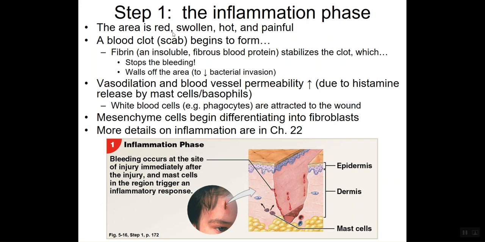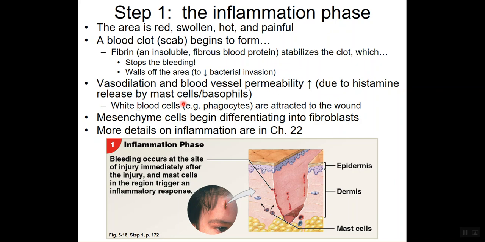Cardinal signs: redness, heat, pain, swelling. You get some blood clotting to wall off the area, prevent the loss of blood, and prevent pathogens from spreading. There's vasodilation, so you're bringing more blood flow to the area, which brings oxygen, nutrients, and white blood cells. The blood vessels become more permeable, allowing edema, allowing blood plasma to leak out and flood the area with, again, oxygen and nutrients. And that's what's creating the swelling with the increased vessel permeability.